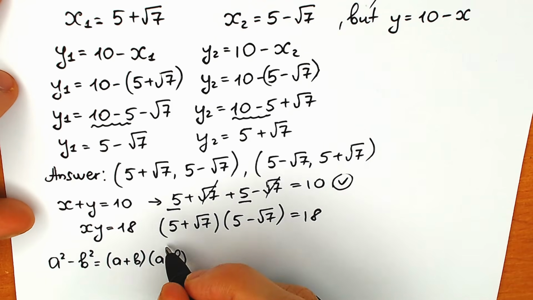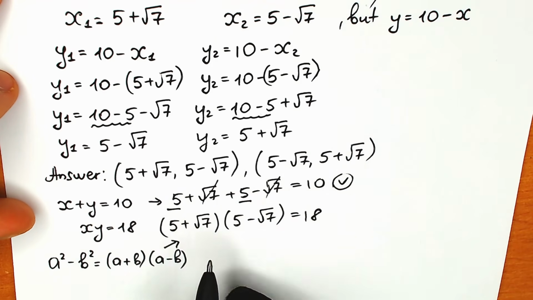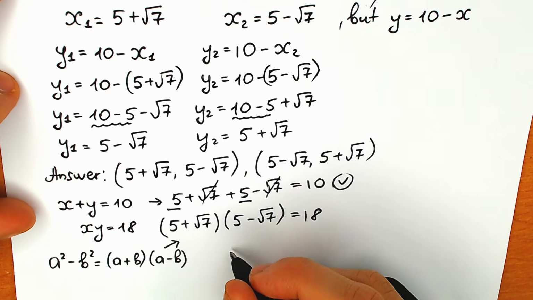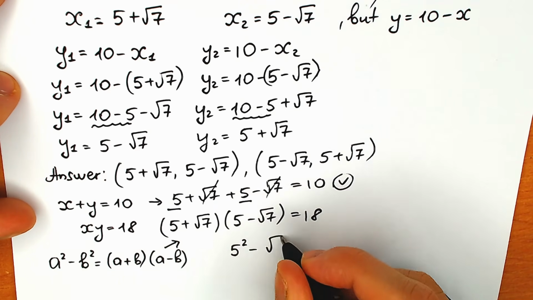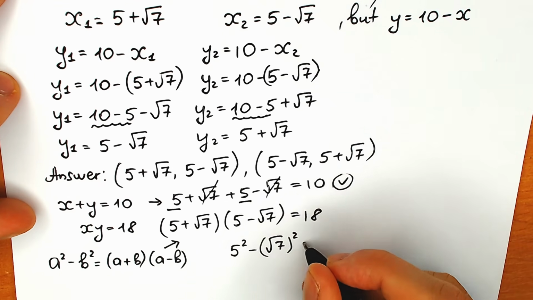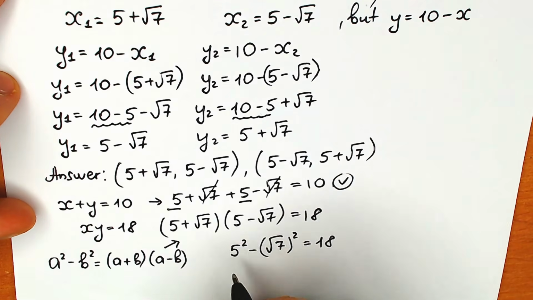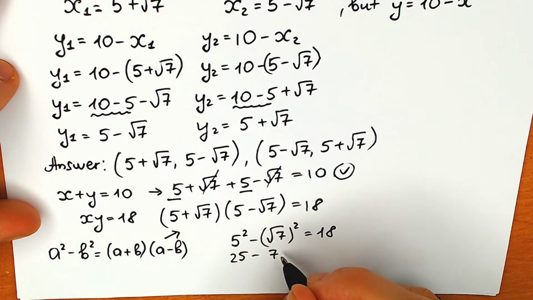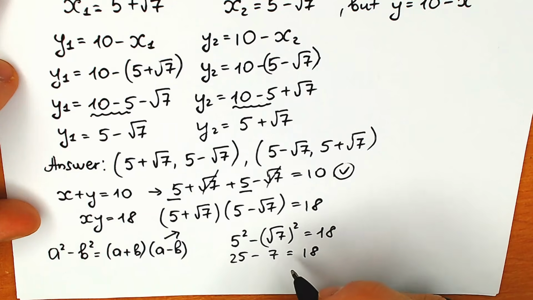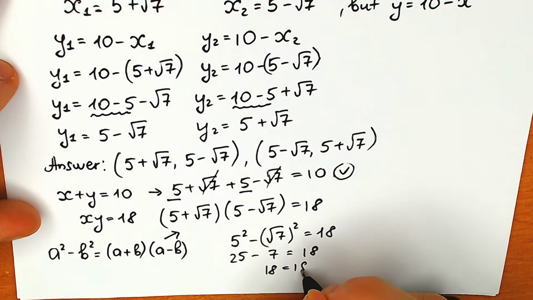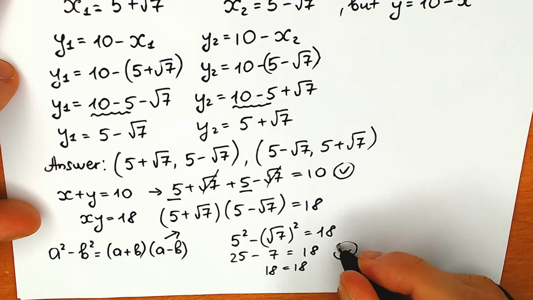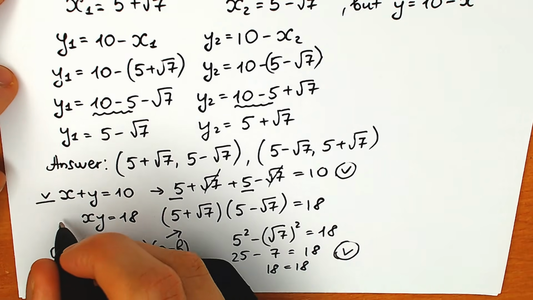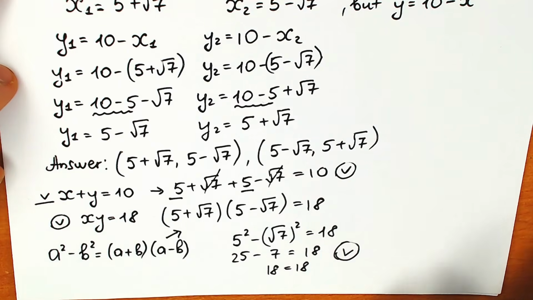So if we look closely, we have absolutely the same expression, because a equal to 5, b equal to square root of 7. So this is our difference of squares. 5 square minus square root of 7 square equal to 18. And right here we have 25. At this place we have 25 minus 7 equal to 18. And everything is great because 18 is equal to 18. Our pairs are absolutely correct. So addition good, and multiplication is also correct.